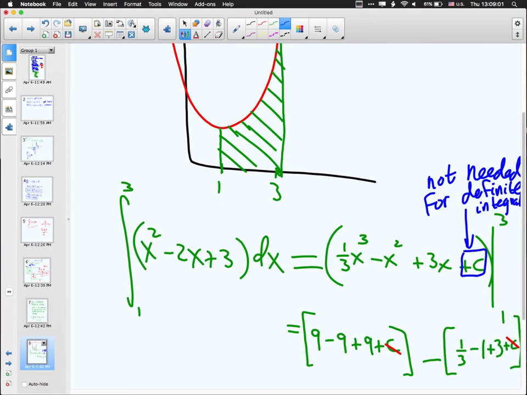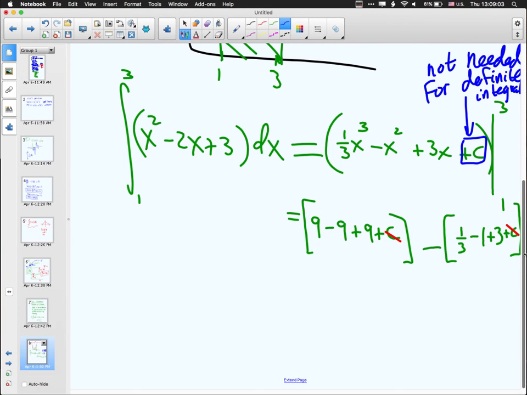Okay, it's still needed if we don't have numbers, like the 1 and the 3 in this particular example. If this 1 and 3 weren't here, you still need the plus C. But if we're going to be evaluating it at one number and then subtracting off the evaluation at another number, then they're always going to cancel, so you don't need to write it.